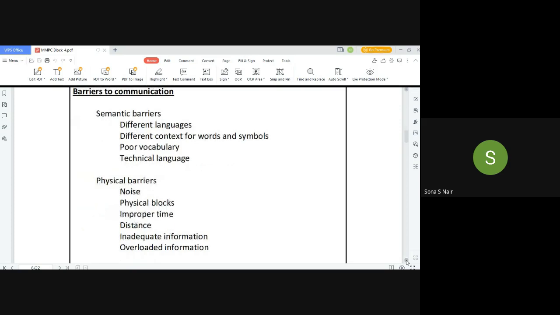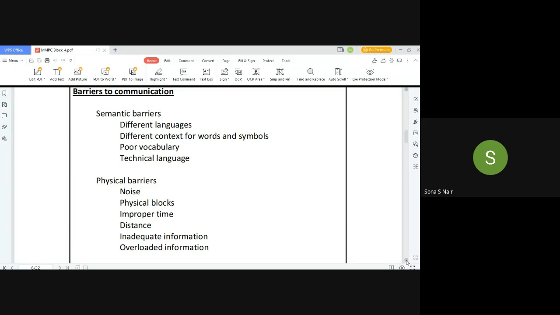Barriers of communication also, I think it should be very clearly covered somewhere in the next syllabus. Semantic barriers are barriers related to the language. So when people speak different languages in an organization, that creates a problem. When people understand the meanings of words and symbols differently, that is a problem. When people have a poor vocabulary, again, communication becomes a problem. If people use technical language with a person who's not technically knowledgeable, it becomes a problem. Communication does not happen properly.